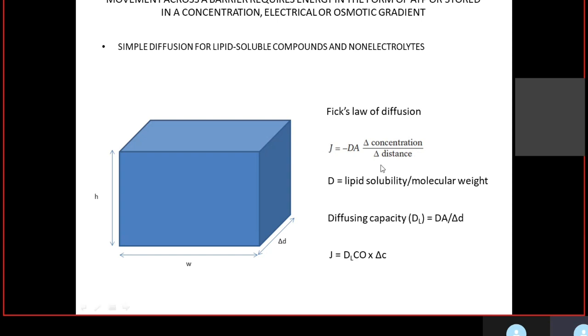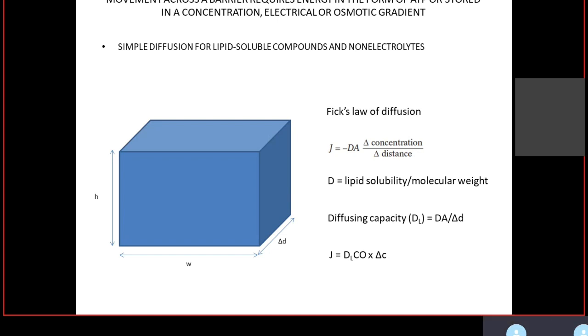So these are the principles. Lipid solubility, concentration gradient and the area of the barrier: the bigger the surface area, the faster the rate of diffusion, while the thickness and the molecular weight of the molecule are inversely proportional to the rate of diffusion. Does this make sense? You got this?